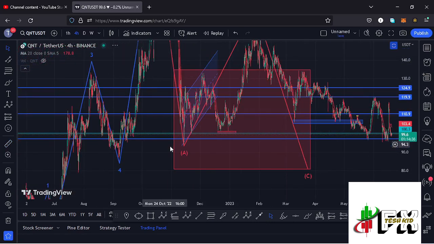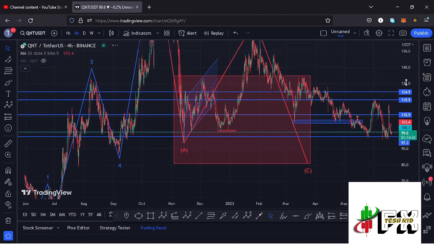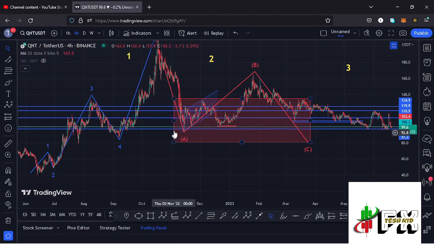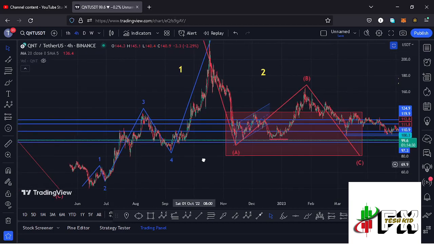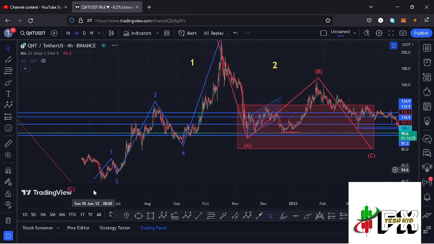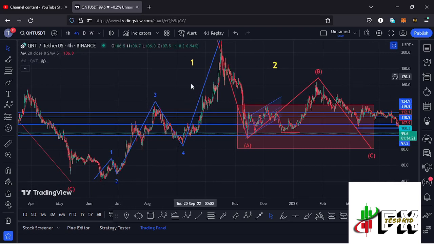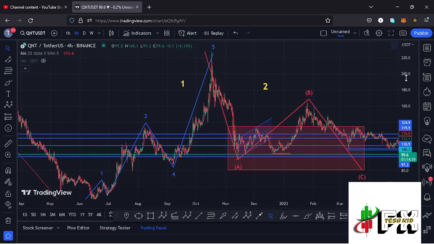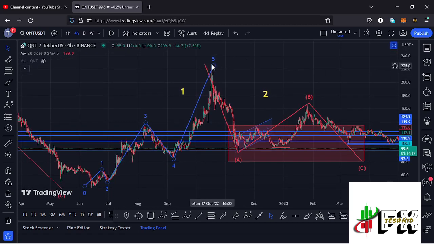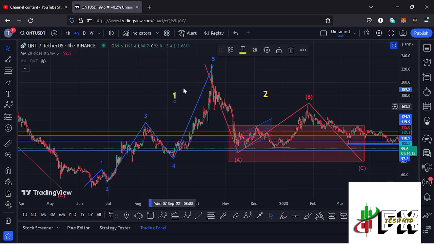If I zoom out to give you my Elliott analysis, you can see that Quant gave us a bear market low at around the $40.1 mark. Then we started seeing higher prices in a 5-wave move to the upside, with wave 5 giving us a high at around the $229 mark, completing the formation of this larger Elliott wave count 1.